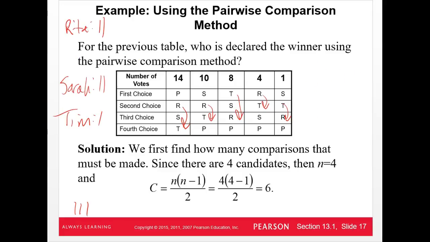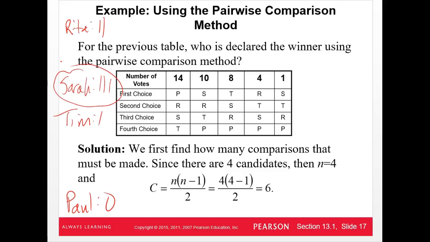All right, and then we've got Sarah versus Tim. Once again, Sarah beats Tim 24 times. So Sarah gets another one. I didn't write anything for Paul, but Paul ended up with 0. So we've got Rita with 2, Sarah with 3, Tim with 1, Paul with 0. Using the pairwise comparison method, Sarah would be our winner.